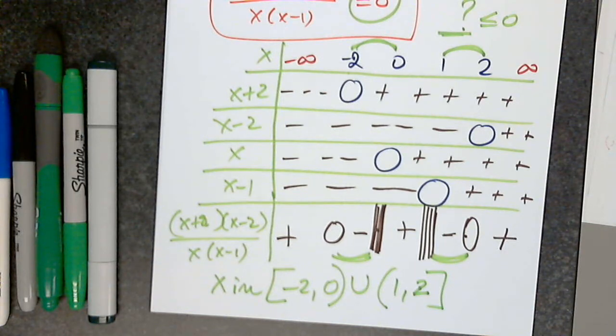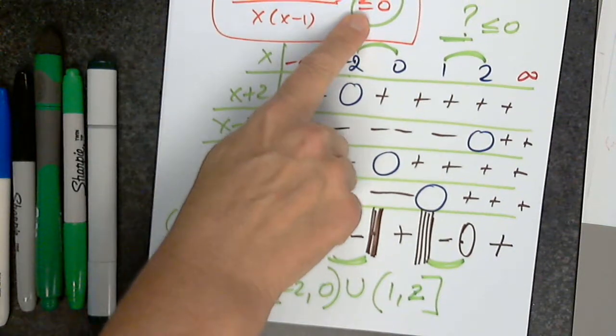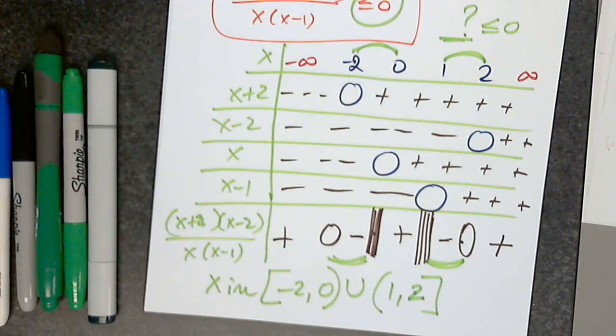Any questions on this problem? Why are you using brackets? The equal symbol tells me that I have to take 0, but I cannot take it when it's undefined. I cannot put a bracket when it's undefined.